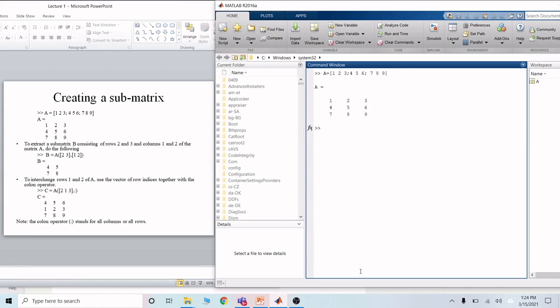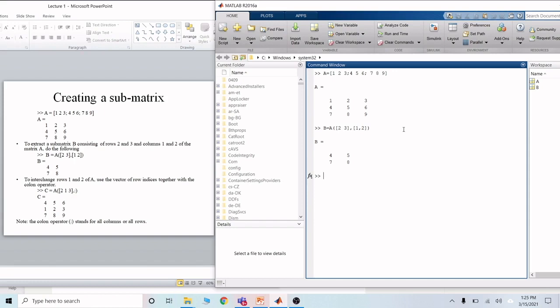I want to create a submatrix B from A. In brackets, rows 2 and 3, comma, columns 1 and 2. From the A matrix, I am taking rows 2 and 3 and columns 1 and 2. The answer should be 4, 5, 7, 8. This is the submatrix.